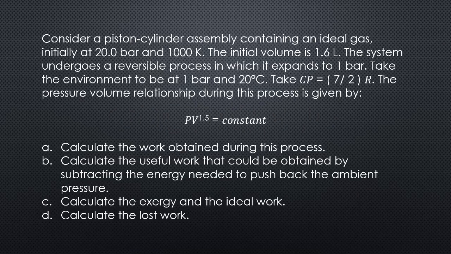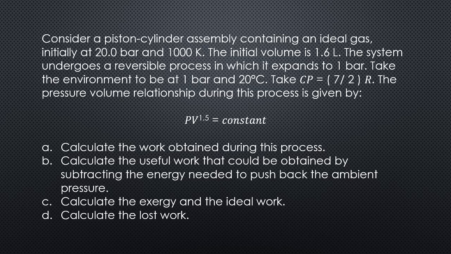Consider a piston cylinder assembly containing an ideal gas, initially at 20 bar and 1000 Kelvin. The initial volume is 1.6 liters. The system undergoes a reversible process in which it expands to 1 bar. Take the environment to be at 1 bar and 20 degrees Celsius. Take Cp is equal to 7/2 R. The pressure-volume relationship during this process is given by PV^1.5 is equal to constant.